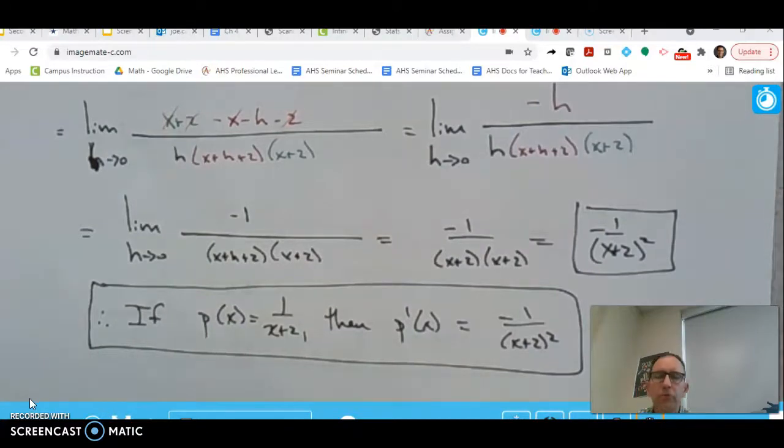Hope this helps with finding the derivative using the definition of derivative.